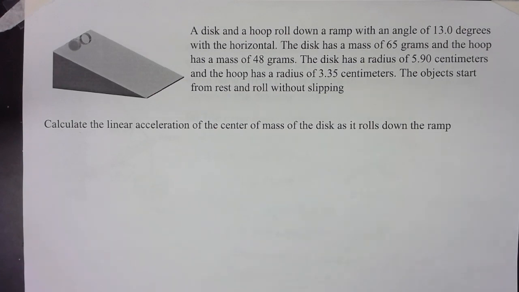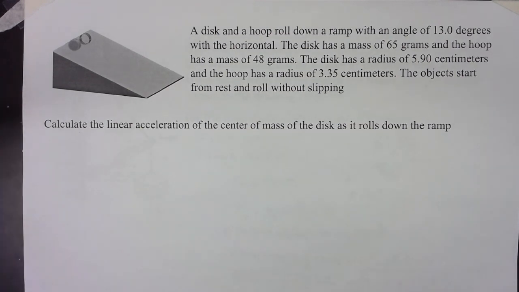So here we have a problem where we have two objects rolling down a ramp, a disc and a hoop. It's a solid disc. And the ramp is 13 degrees. They give you the masses and the radiuses of the different objects, and they start to roll from rest and roll without slipping. And they want us to calculate the linear acceleration of the center of mass of the disc as it rolls down the ramp.